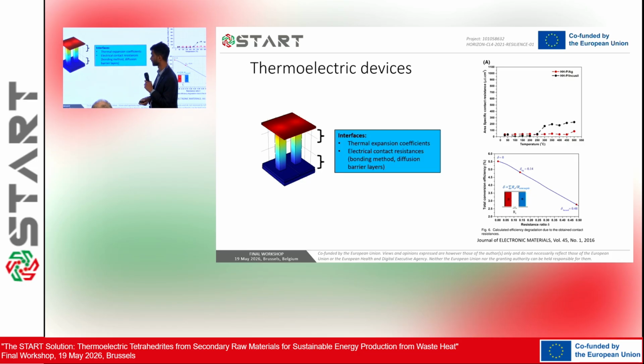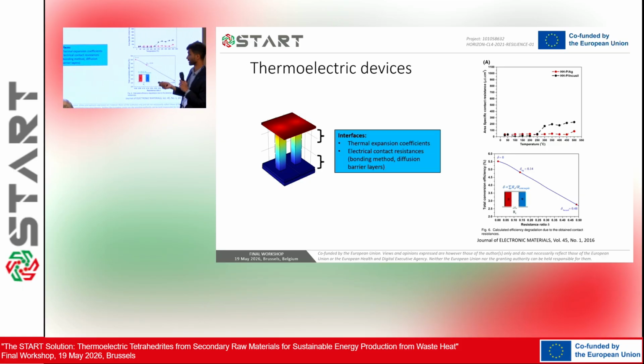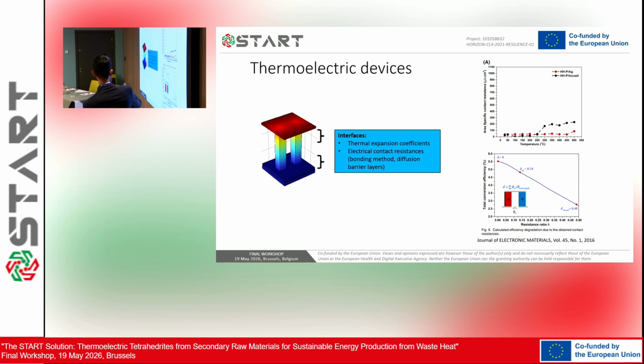So that's the bonding method, right? What kind of bonding material do you use, and the diffusion barrier layers in between. Depending upon what your contact resistances are, it can make a big difference in your final efficiency. You can model a perfect material, a perfect bonding, but then if your resistances at the interface are high, that can drop it down quite a lot.